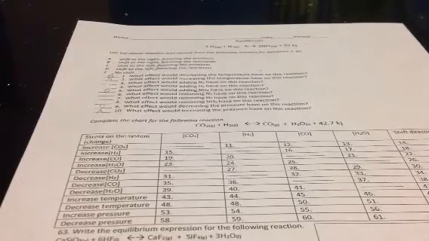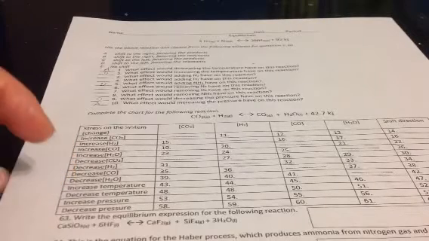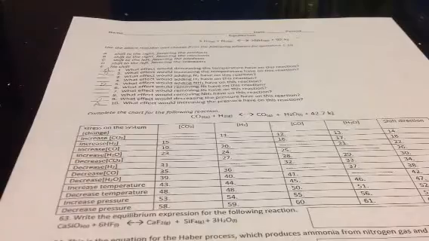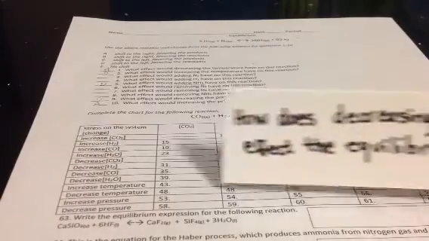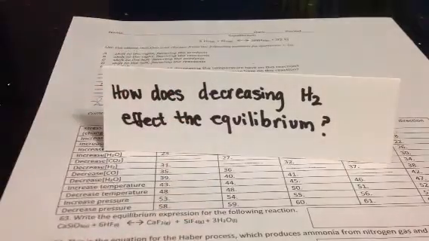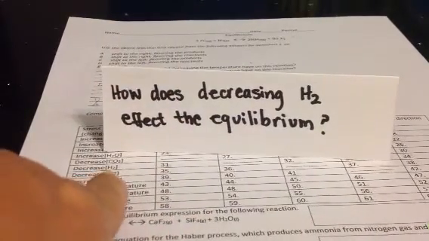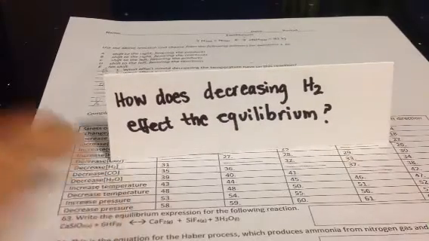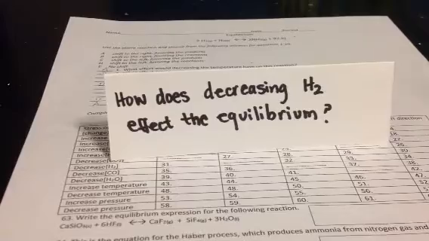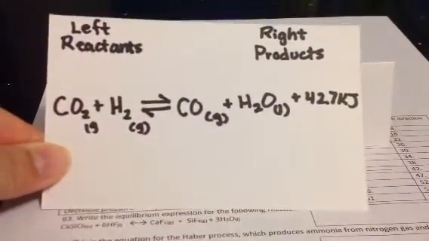All right, now we're going to look at another problem out of this middle section, which is going to talk about one of these other factors. I have just randomly picked how does decreasing hydrogen, here it is on this line right here, affect the equilibrium? All right, so we're going to look at our equation. This is our equation that is being used for the problem.